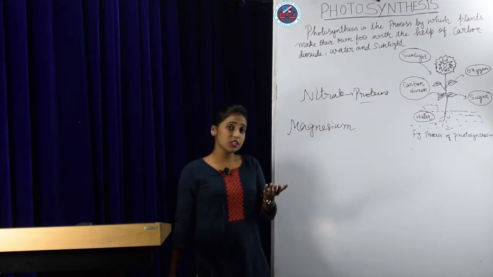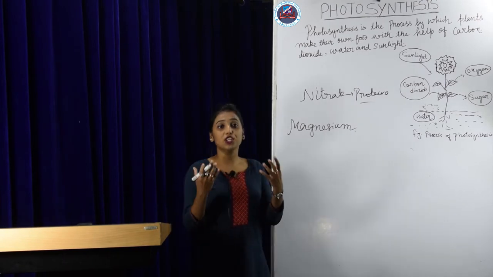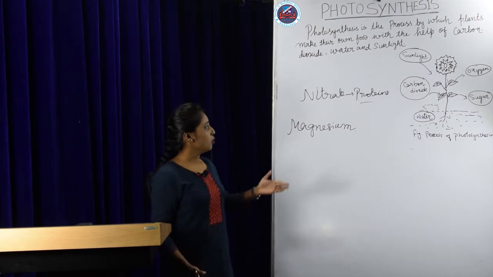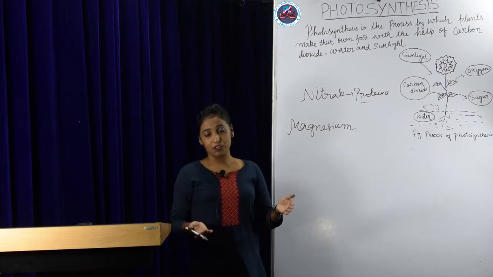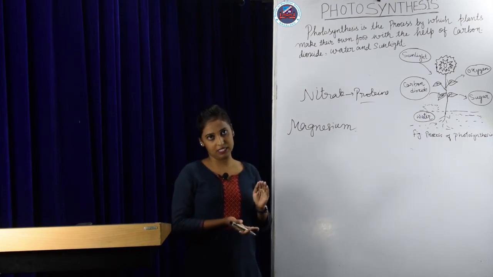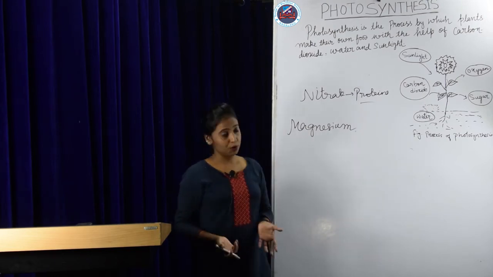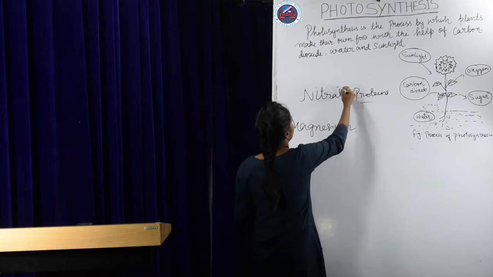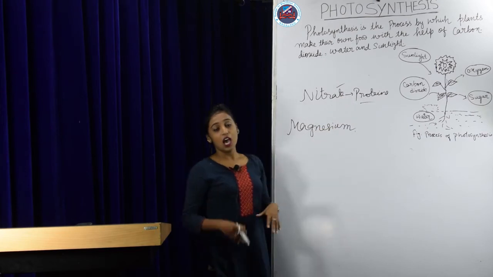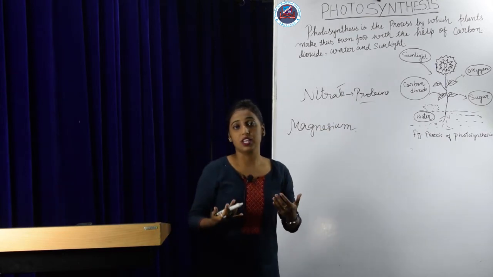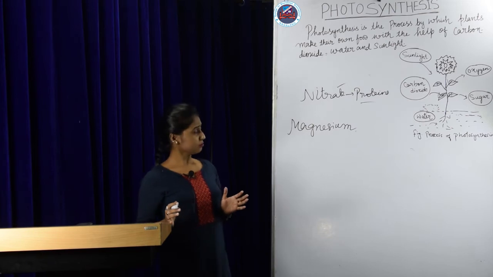Why do they need proteins? They need proteins to make new cells. If they don't make new cells, the plant will not grow and it will remain small as it is. If the new cells are not made, the plant may also die out. So it's very important for the plants to get nitrate so that they can make proteins, out of which they can make new cells so that they have a healthy growth.